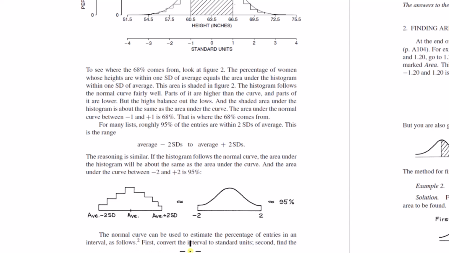First, convert the interval you're interested in to standard units. So you have the data points, but you don't have the histogram or something like that. You convert the interval that you're interested in to standard units. You want to find the percentage of entries in that interval. You want to estimate it. Convert that interval to standard units.